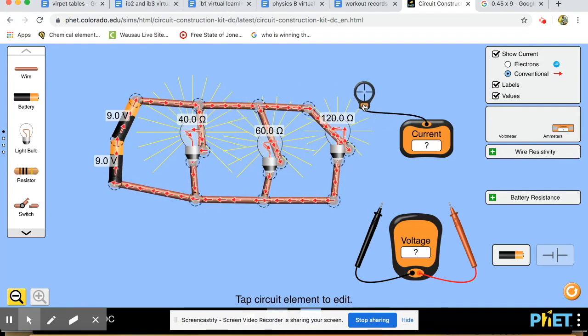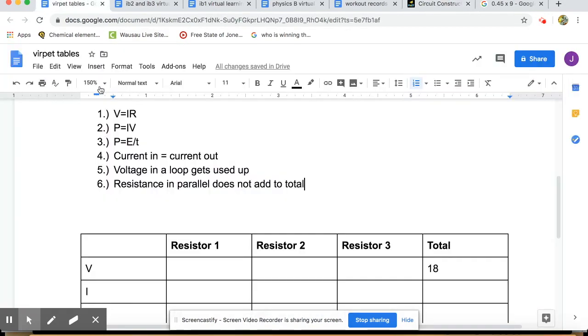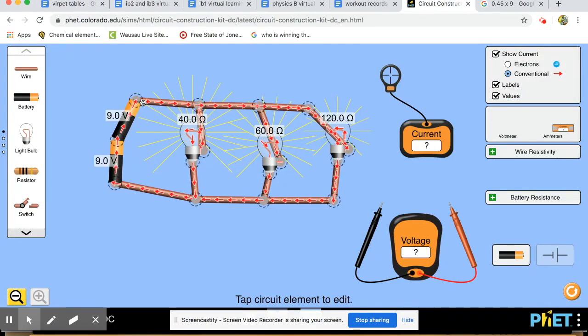Now, if I didn't actually measure that, I wouldn't be able to plug these numbers in. So I'm going to come back to that. Basically, that rule does apply, but I wouldn't have known those numbers without measuring them. But there is something I do know without actually measuring anything. Because of rule number 5, the voltage in any loop gets used up. Here's what that means. What I can do is draw a little loop right here.